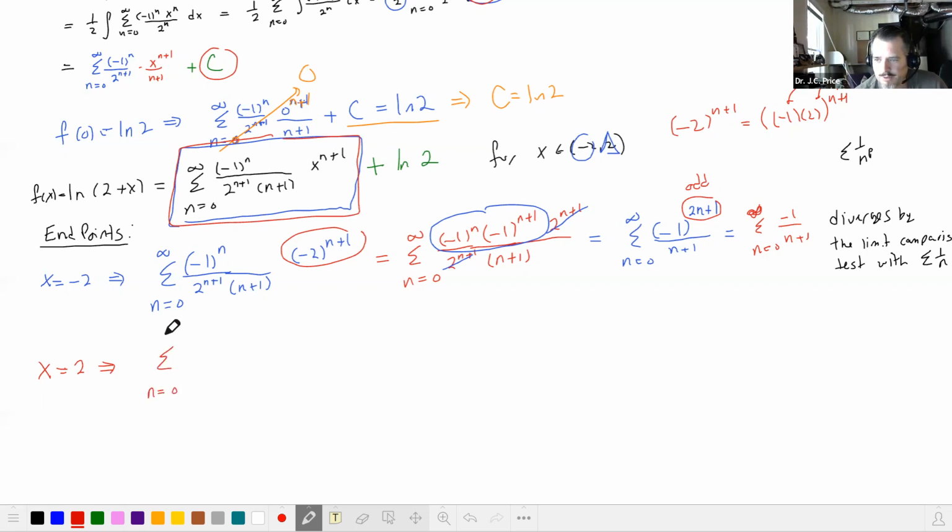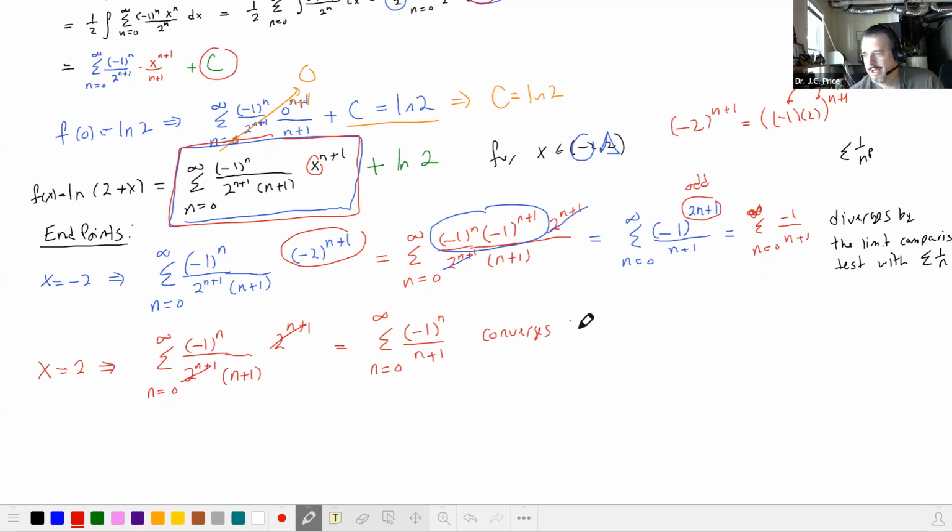So it's n equals 0 to infinity, -1 to the n, divided by 2 to the n plus 1, and then times an n plus 1. And now we have 2 to the n plus 1. Right, so we're just plugging in 2 in for x. Oh, I like that. That's going to go away real fast. And so I just get the sum, n equals 0 to infinity of -1 to the n divided by n plus 1. And this is going to converge. This converges by the alternating series test.